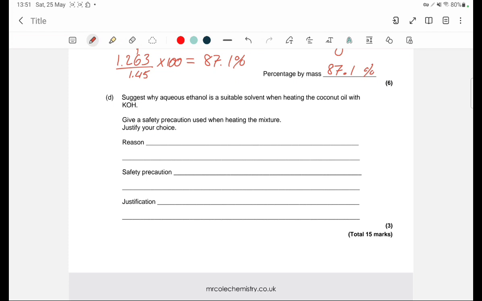Question D, part 1, is a very practical consideration. If we are trying to react KOH with coconut oil, we need to think about what they'll be dissolved in. KOH would normally be dissolved in water, but water and coconut oil are immiscible, so the reaction won't work. You need to pick a solvent where both reactants can dissolve and therefore mix with each other.